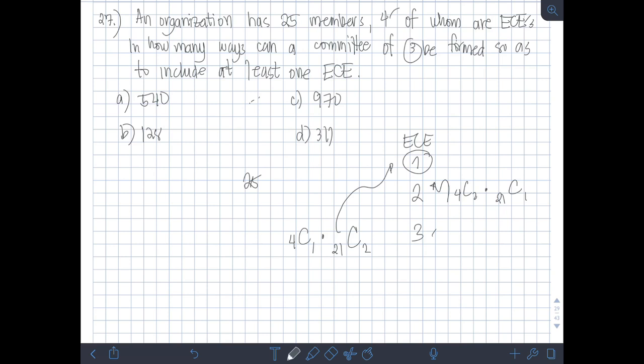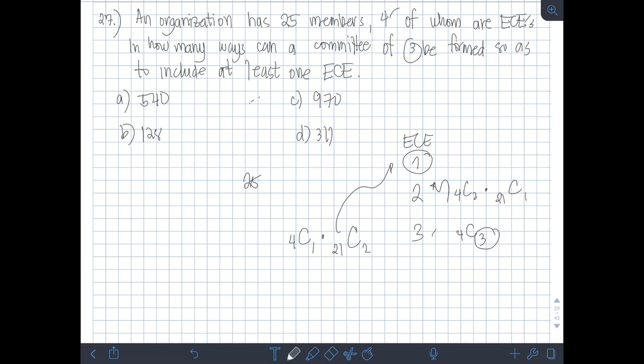Tapos, kapag 3 ECE, ilan? We have 4C3. Kailangan pa ba natin pumili doon sa mga hindi ECE? Hindi na, kasi 3 lang yung kukuhain natin, at lahat na nung kukuhain natin ay ECE. Kasi 4 sila at pwede tayong kumuha ng 3.